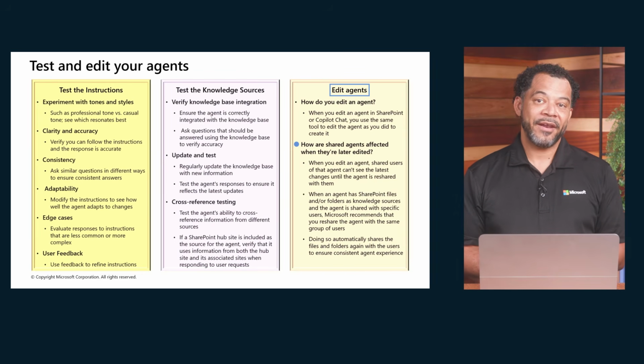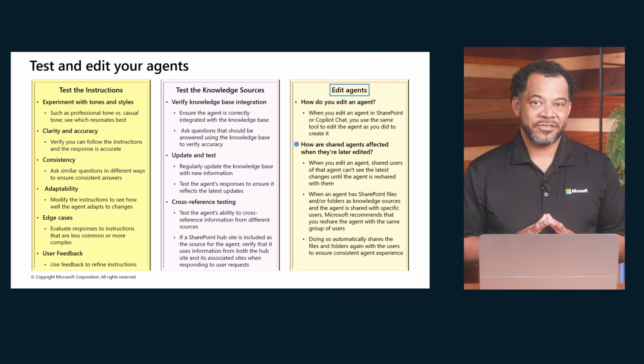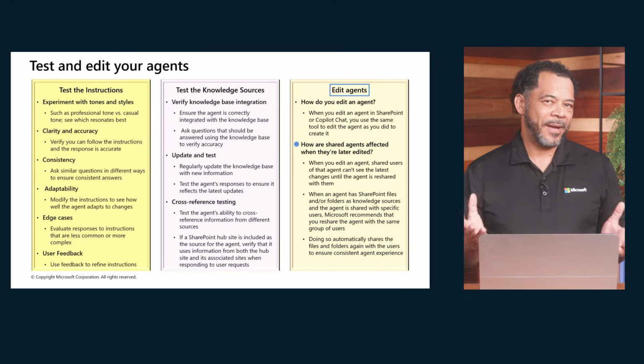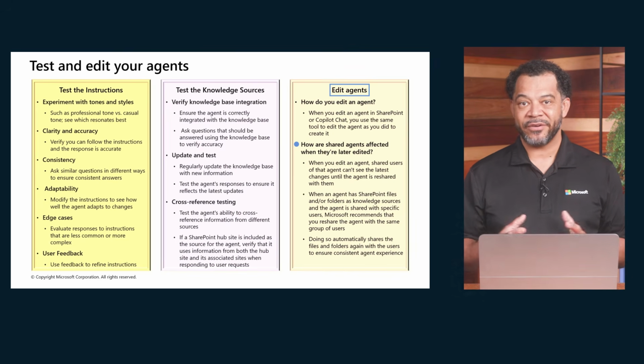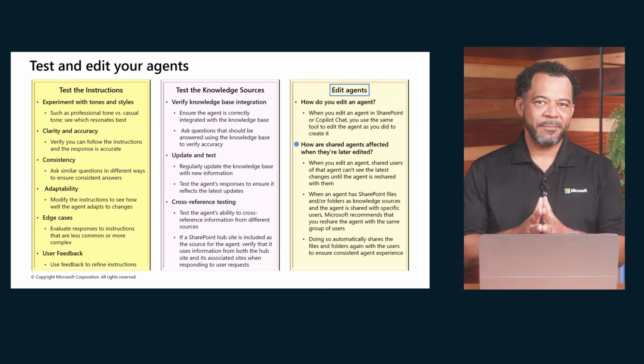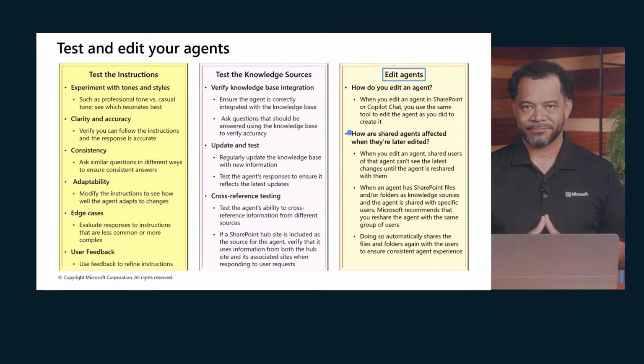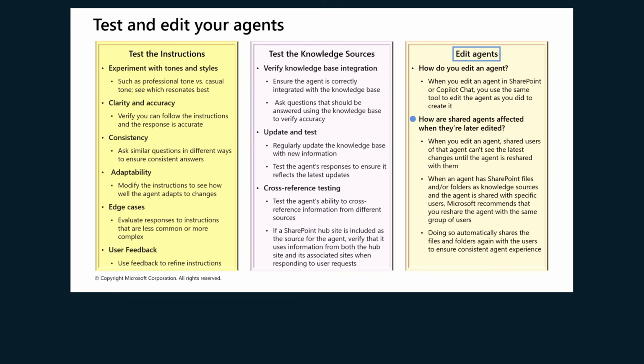Also, you can't edit a SharePoint site's ready-made agent. These are fixed. But for custom agents, you can fully control them. In Copilot Chat, if you edit an agent that's been shared in Teams, the original version stops working in Teams until it's reshared. So always make sure your collaborators have access to the updated version and its sources. Testing and editing aren't just final steps, they're part of a life cycle. They help you improve your agent over time, adapt to changing needs, and ensure it continues to deliver value.